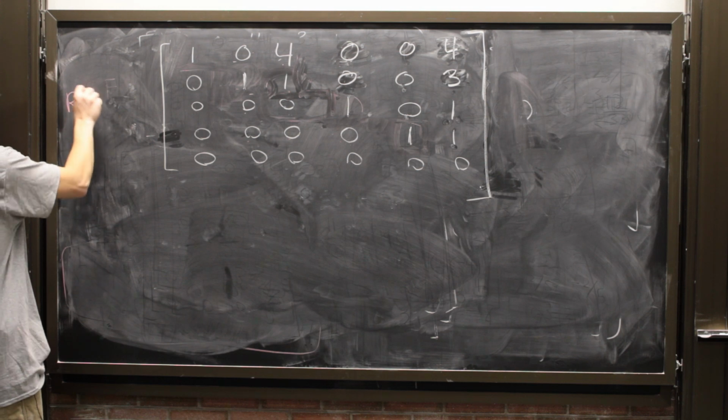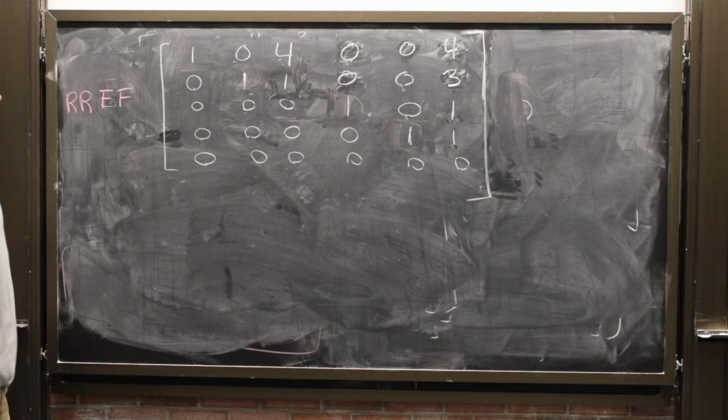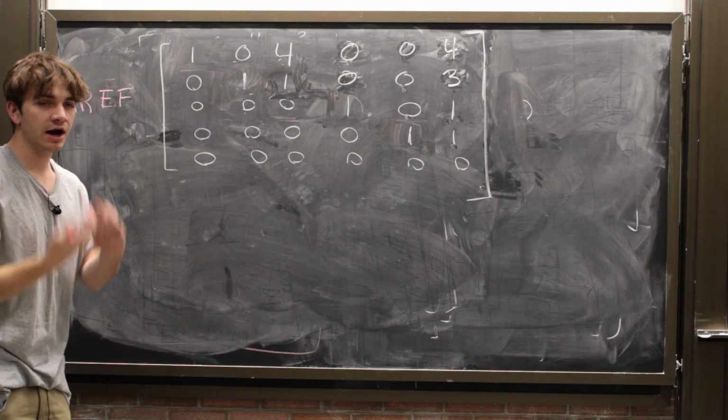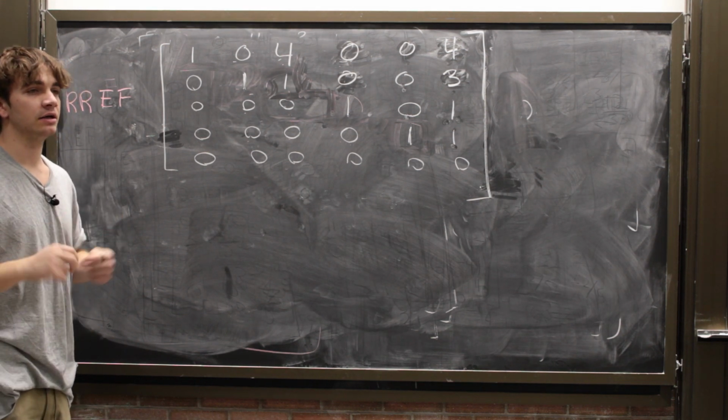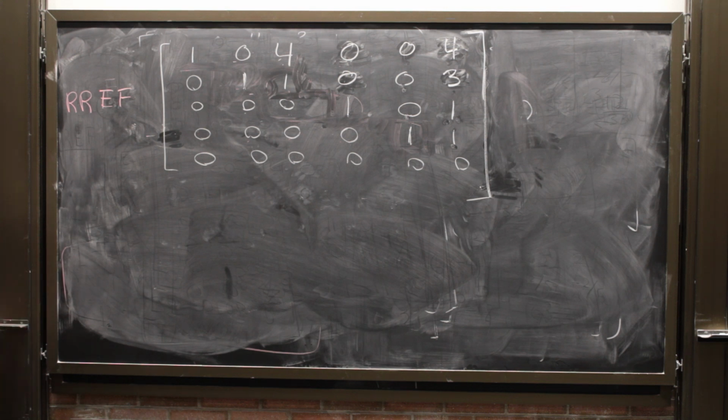Okay, so this is the RREF. And now we need to write the solutions in terms of the unknowns x1, x2, x3, x4, and x5. So basically, once I obtain the RREF, I need to translate it back into equation form, okay? So how do I do that?